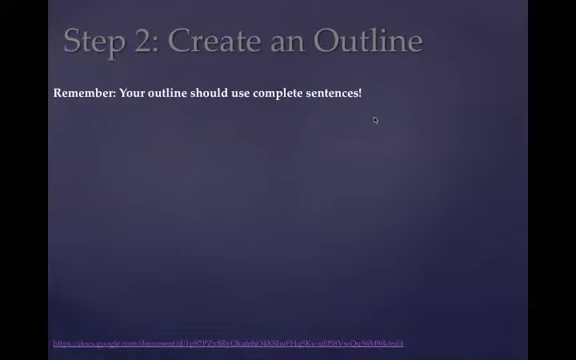Let's start with making our outline. When we make our outline, we're going to start with part A of the question. Part A of the question says, define and give an example of geographic determinism. Okay, I'm going to pause and let you take a few minutes to answer that question.